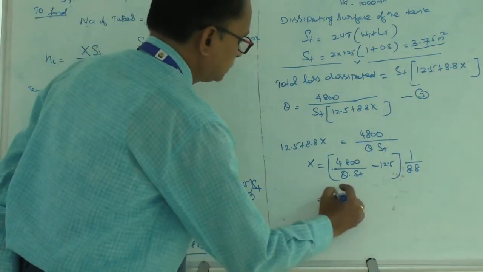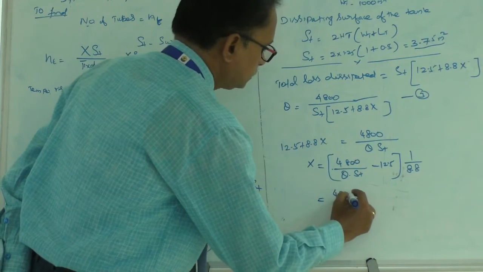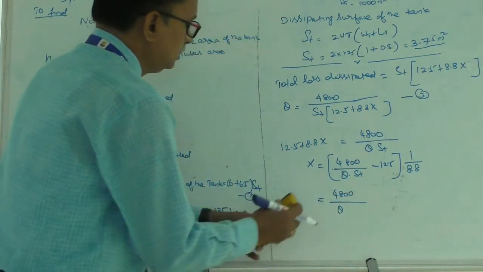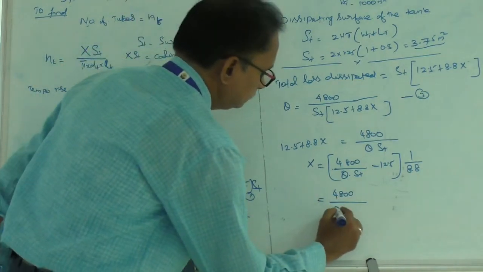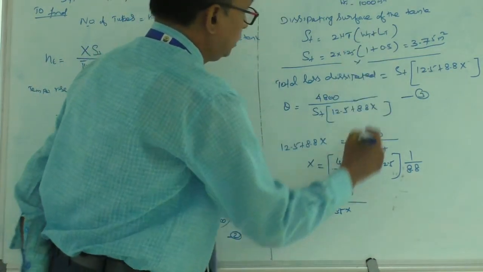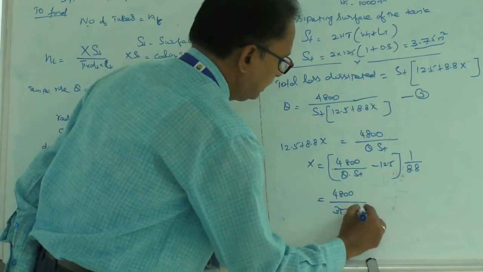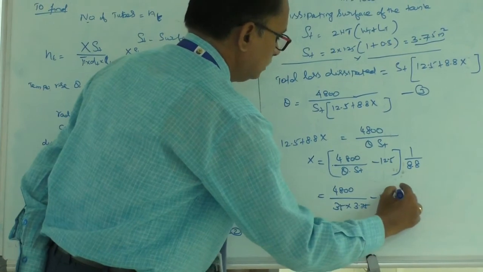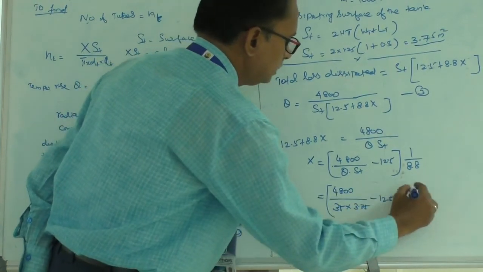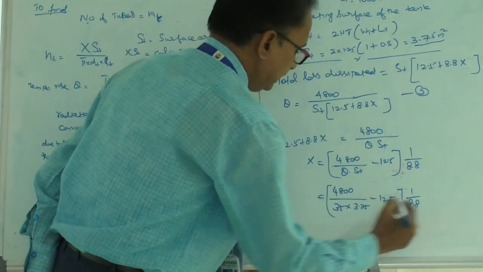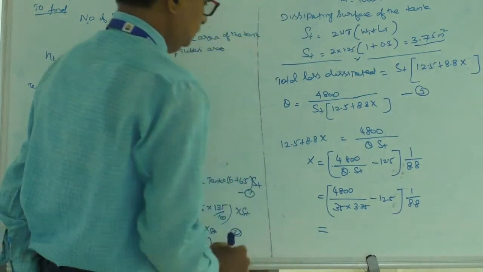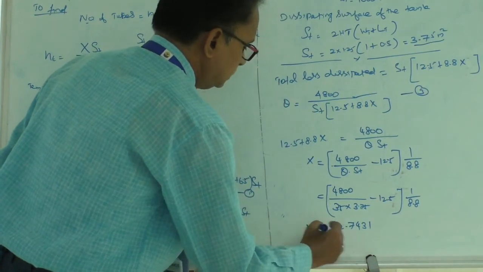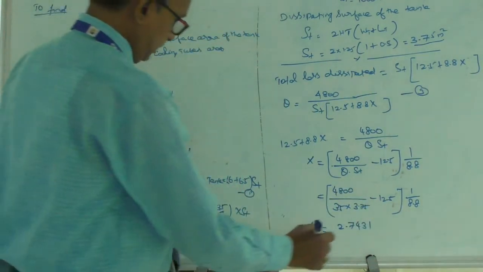Now we substitute the values. This gives 4800 divided by theta. Theta here is 35 degree into surface area I have already calculated, that is 3.75 meter square, minus 12.5 into 1 by 8.8. The value goes to 2.7431. X, the proportion of x, is equal to 2.7431.